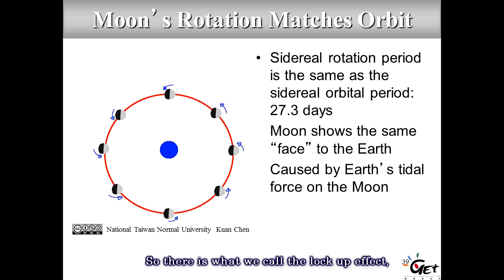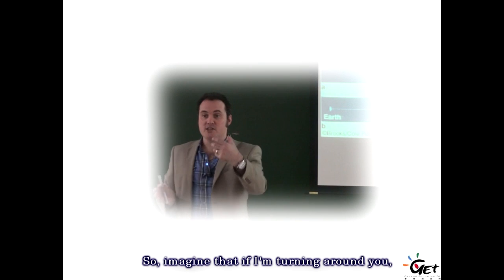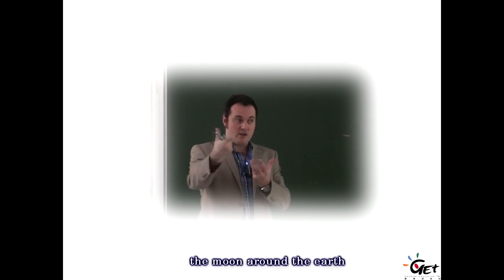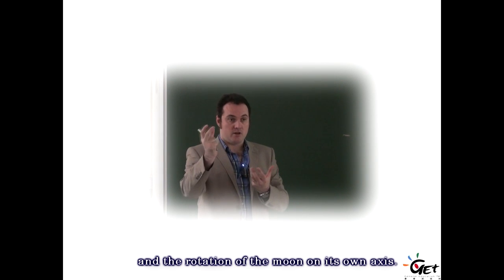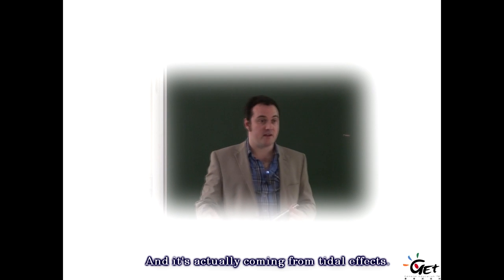So there is what we call the lock-up effect. The fact that the moon is always showing the same face. So imagine that I'm turning around you, but I'm always watching you. Okay, that's exactly what the moon is doing. So there is a synchronization between the rotation of the moon around the Earth and the rotation of the moon on its own axis. And actually, it's coming from tidal effects.